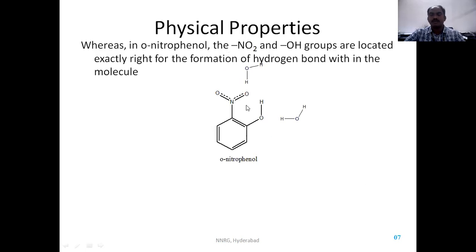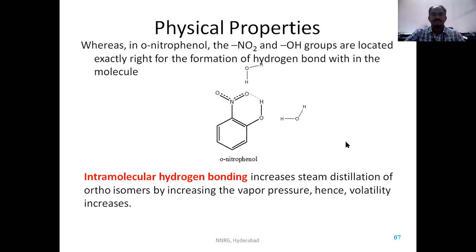Coming to orthonitrophenol, the functional groups are very near to each other. The proximity between the oxygen and hydrogen is very close, so there is interaction between these two and they form intramolecular hydrogen bonding. So this molecule does not interact with water, and intermolecular hydrogen bonding does not take place in orthonitrophenol. So the vapor pressure increases and the boiling point decreases. So it leads to volatility. The volatility of orthonitrophenol increases and the boiling point decreases.